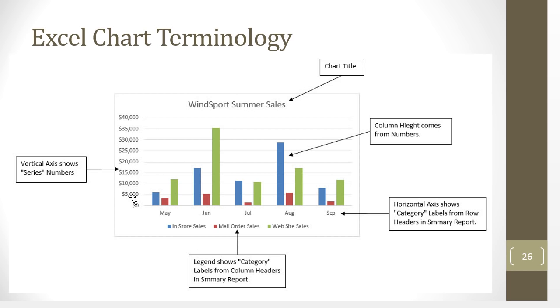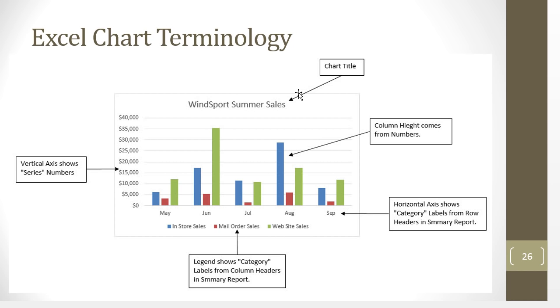Here's the numbers in a column chart. The numbers are always called series. The categories, whether on the horizontal axis or in the legend, those are called categories. Here's the horizontal axis. Those are categories. Here's the legend. Those are categories. Column heights in a column chart convey the number. The tallest one is the biggest number. And then there's a chart title.